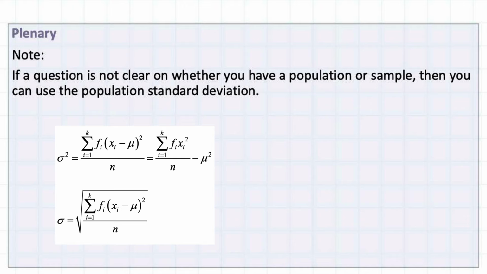So just a note at the end, if a question is not clear whether you have a population or sample, then you use the population standard deviation from the calculator.